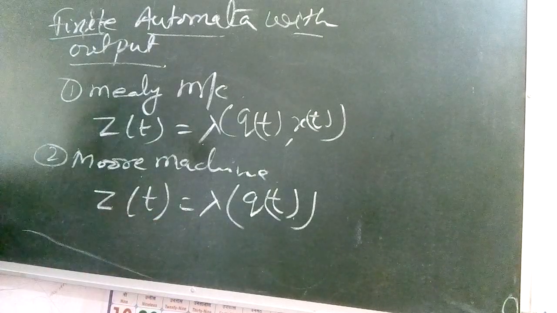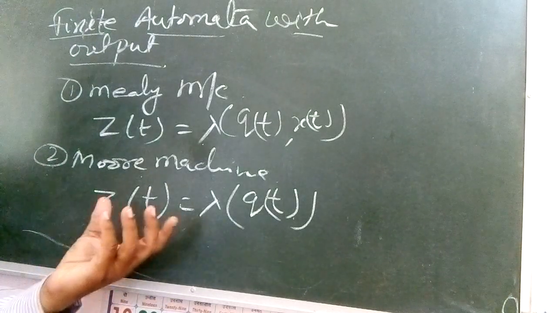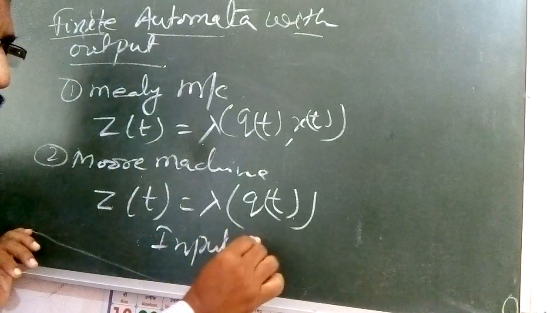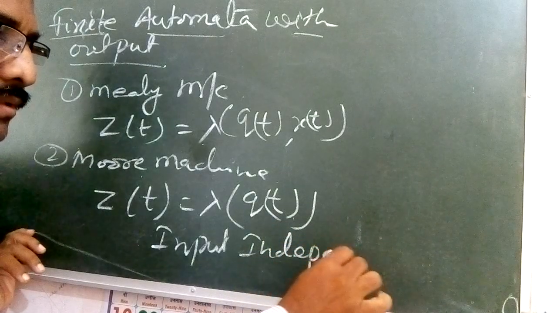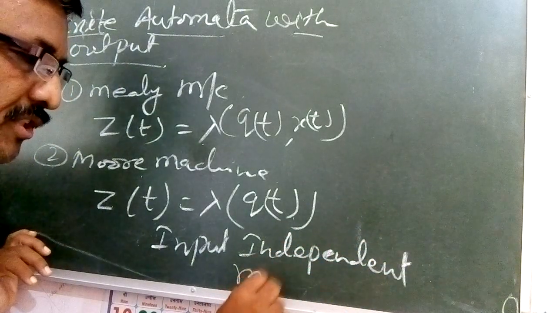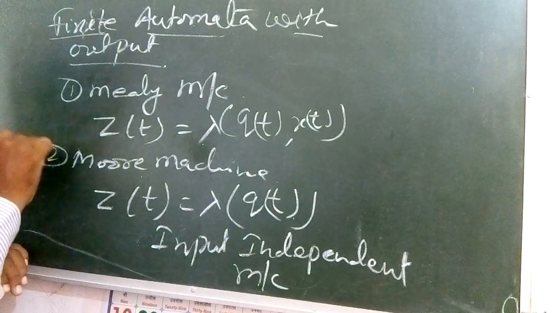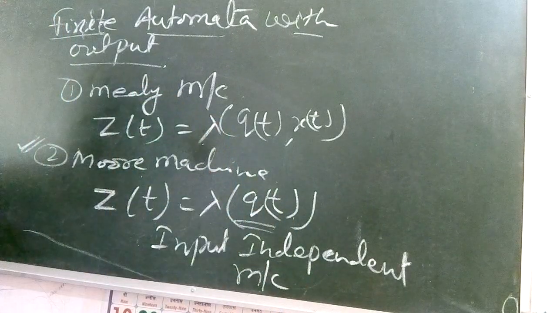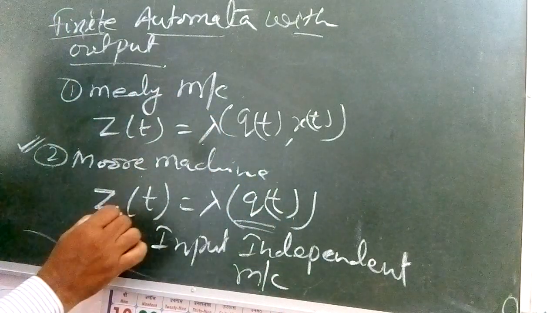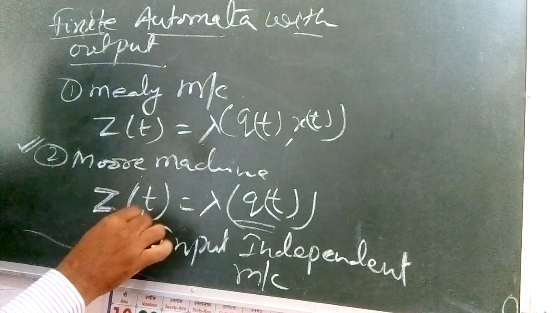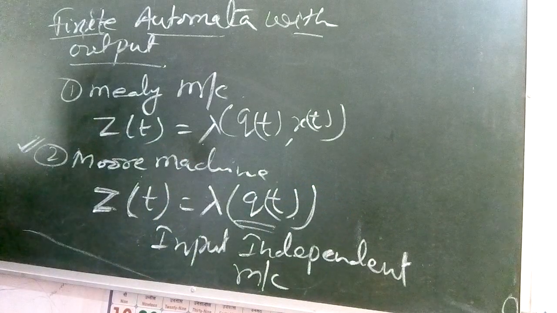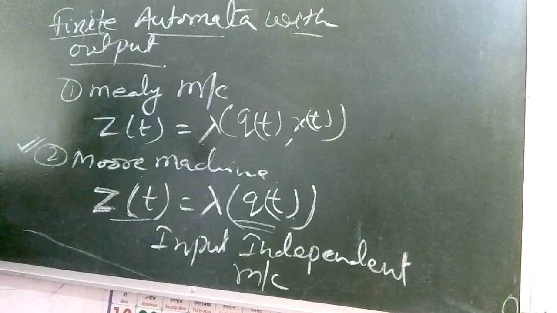This is the most restricted model. This machine is also known as input independent machine, because in Moore machine the output depends on the state only. Means machine का आउटपुट मशीन के इनपुट पे डिपेंड नहीं करता है. मशीन में आप कुछ भी इनपुट दीजिए, मशीन का एक फिक्स्ड आउटपुट ही आएगा. ये मशीन आपकी होती है Moore मशीन.